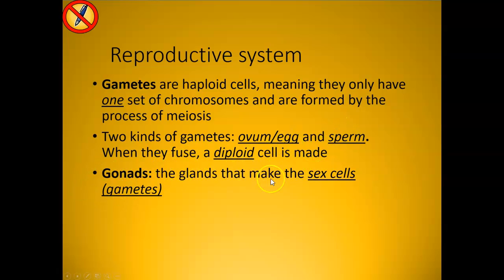So the gonads are the organs that make the sex cells. They're the ones that make the gametes. As we mentioned before, in females the gonads are ovaries, and in males the gonads are testes.